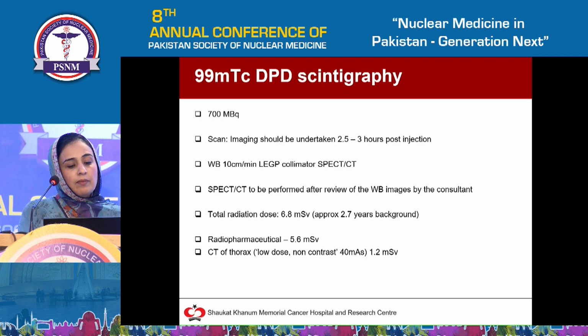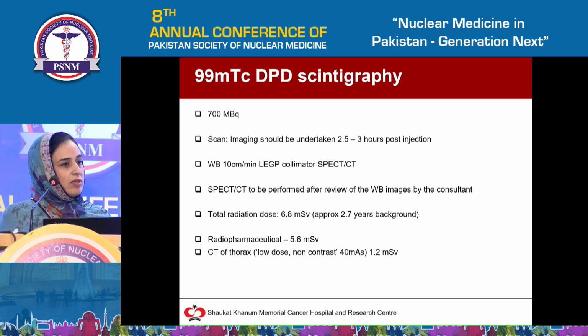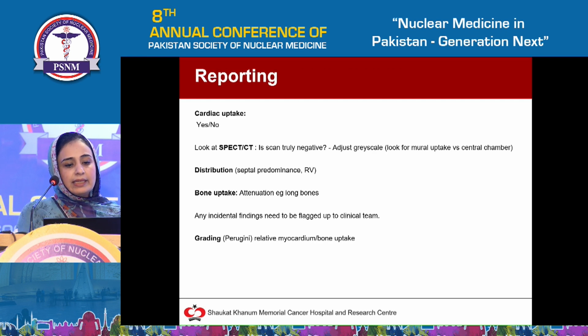So how do we do the scan? We give 700 megabecquerel. Imaging time, as we know in nuclear medicine, there are different protocols in different departments, but generally it's recommended 2.5 to 3 hours post-injection. How we did things in my previous hospital was that after the whole body image, a consultant would review the images and decide which area needs to have a SPECT CT. Most of the time it was the thorax. Sometimes we would include the abdo-pelvis as well. The total radiation dose is 6.8 millisievert, of which the CT of the thorax contributes 1.2, and the radiopharmaceutical dose is 5.6 millisieverts.